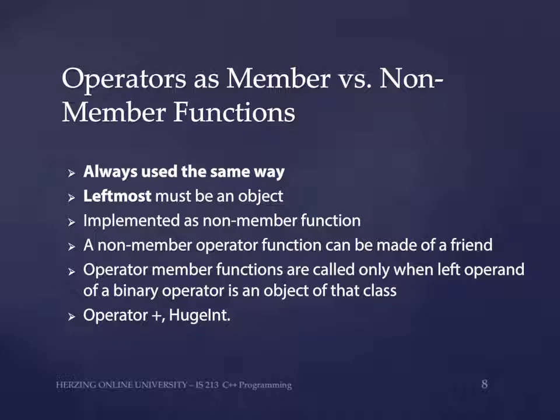A non-member operator function can be made a friend of a class if that function must access private or protected members of that class directly. Operator member functions of a specific class are also called only when the left operand of a binary operator is specifically an object of that class, or when the single operand of a unary operator is an object of that class.